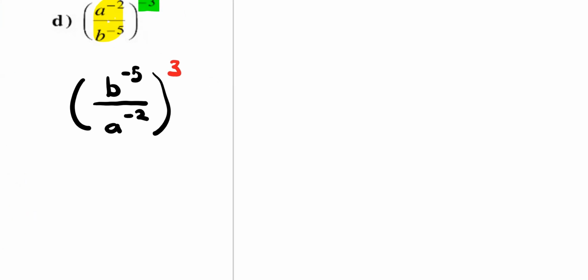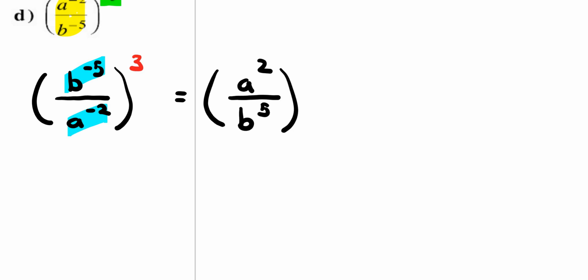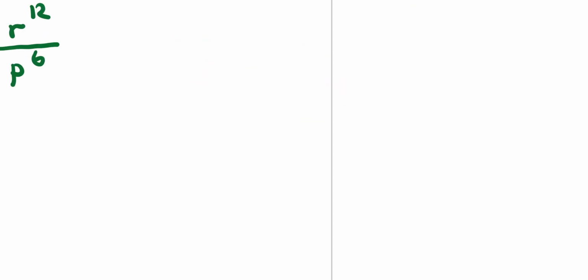Now this is a good question because now you have a negative power and negative power. So what you do now is you flip it one more time as a to the power of 2 divided by b to the power of 5. And then we still have a positive 3 there. Okay, so here we go. 2 times 3 is 6, so a to the power of 6 divided by 5 times 3, which is 15, which is b to the power of 15. So that's a very good question as well. Okay, moving on.